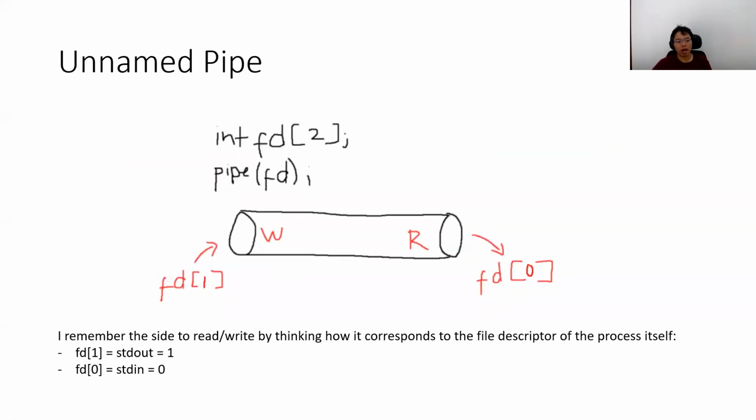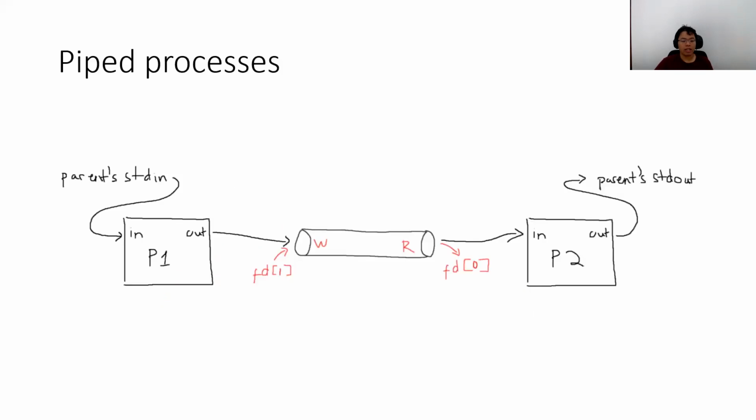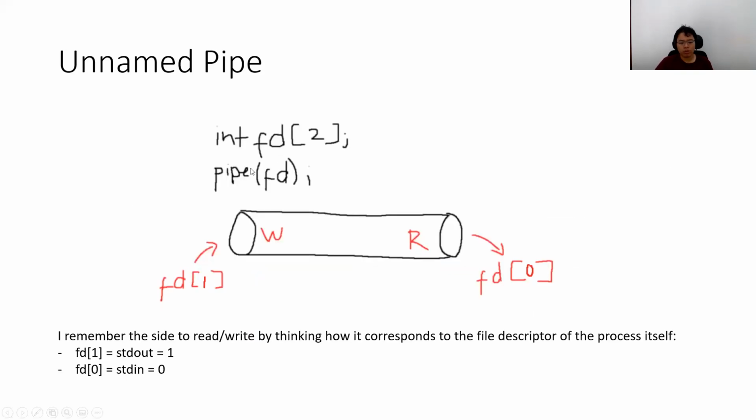So an unnamed pipe will do the exact same thing. You create a file descriptor, a two-element integer array, fd[2], and then you use the pipe call on it, and it will pipe to the fd. That's pretty simple. One thing that is pretty unintuitive to me is the way they name it. So fd[1] is the write side, and fd[0] is the read side.